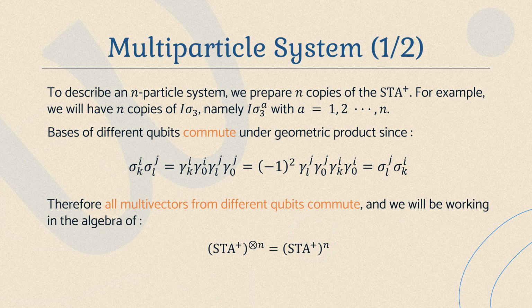Now that we know how to describe one qubit, let us try to describe an n-particle system. We can prepare n copies of the spacetime algebra, and hence we will have n copies of the same basis. The basis from different qubits commute under the geometric product, since it introduces two permutations and the negative ones cancel out. Therefore, all multivectors from different qubits commute, and we will be working in the algebra of ST plus tensor n.